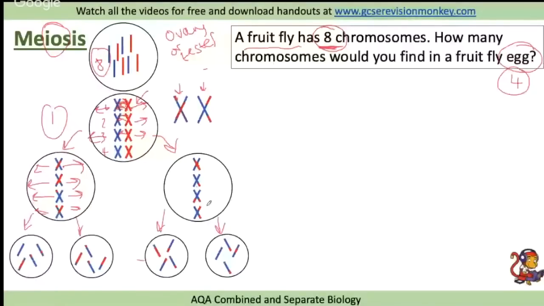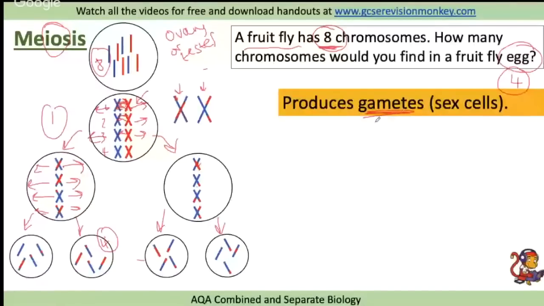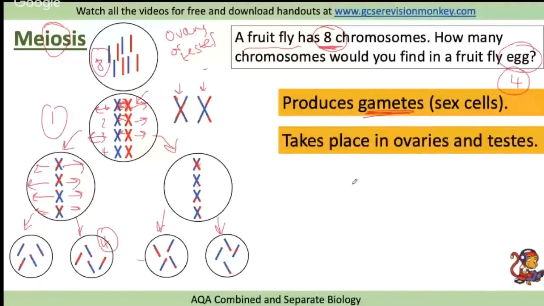You can see here we started with 8 at the top and now we've got 4 at the bottom. They are all different, so they contain variation. They're not the same chromosomes in each one, so they're not identical to each other. And this is the main summary of meiosis. It produces the gametes, which are the sex cells, which in animals are the sperm and egg. It takes place in the ovaries and testes, and it causes variation in the offspring.